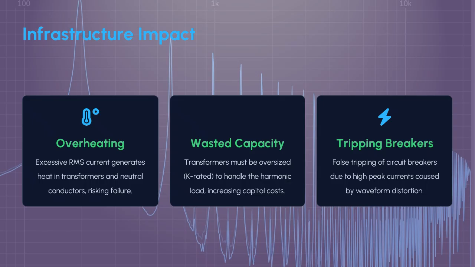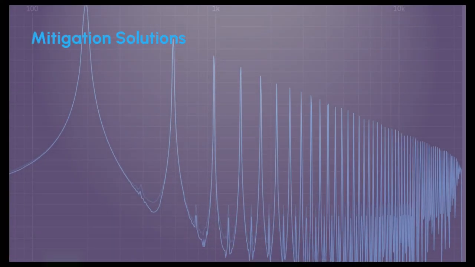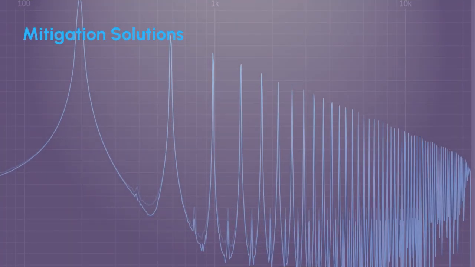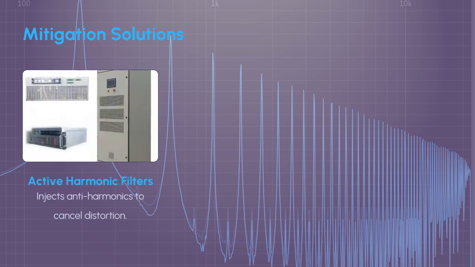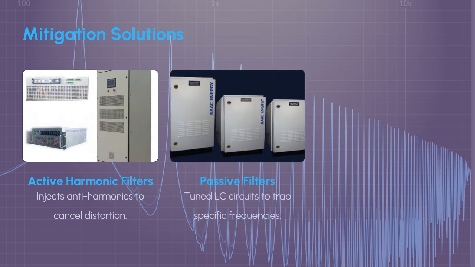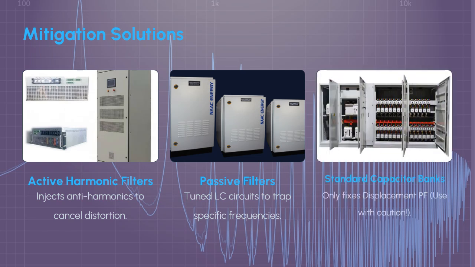Mitigation solutions. To solve this, we cannot rely on standard capacitor banks alone. In fact, they can worsen the problem through resonance. We need targeted solutions. Active harmonic filters can inject anti-harmonics to cancel distortion, while tuned passive filters can trap specific frequencies. You must address the distortion to truly fix the power factor.